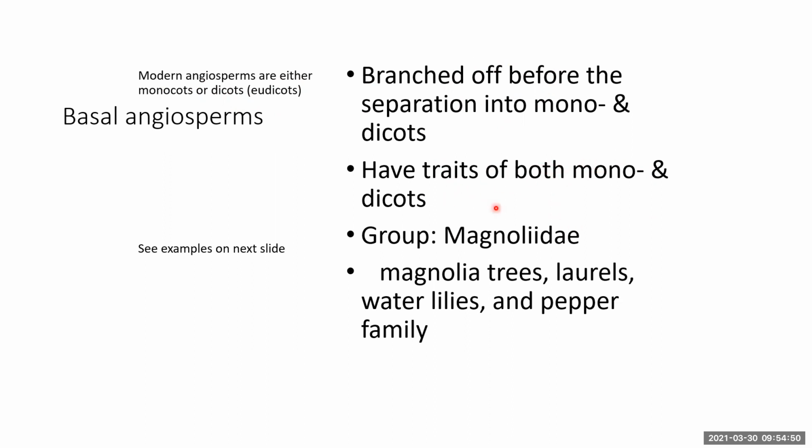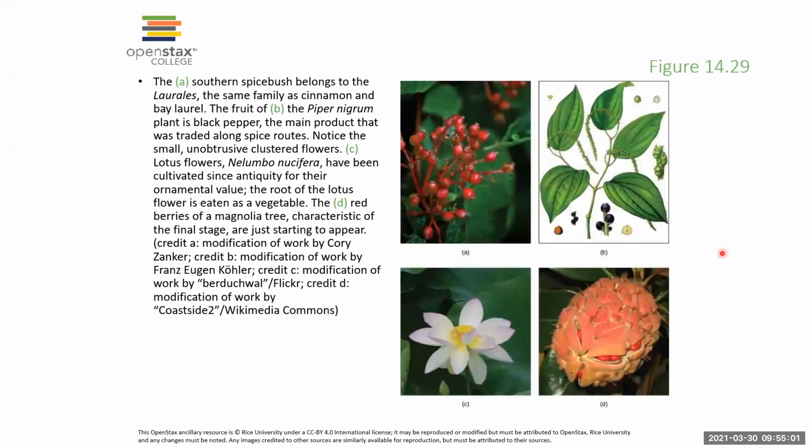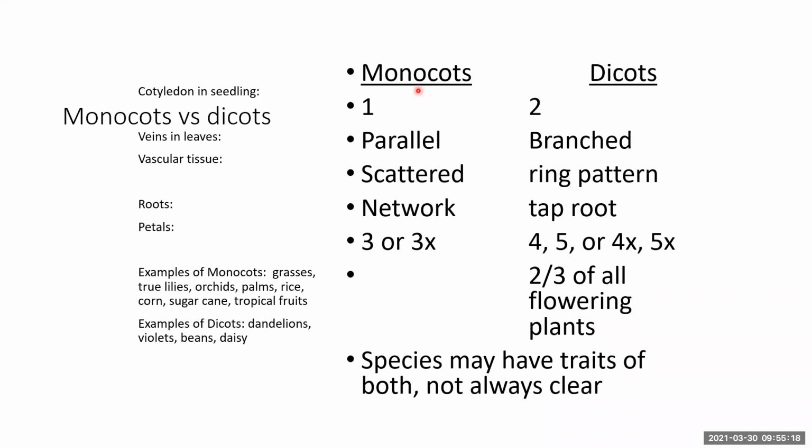Okay. And an example of this is a magnolia tree, or the groups that the magnolia, laurels, etc. So basically, these plants here have characteristics from both monocot groups and dicot groups. Okay. And you're probably saying, well, I don't know what those characteristics are. Well, if we look here, the characteristics of monocots and dicots are that monocots have one cotyledon as a seedling, and dicots have two.